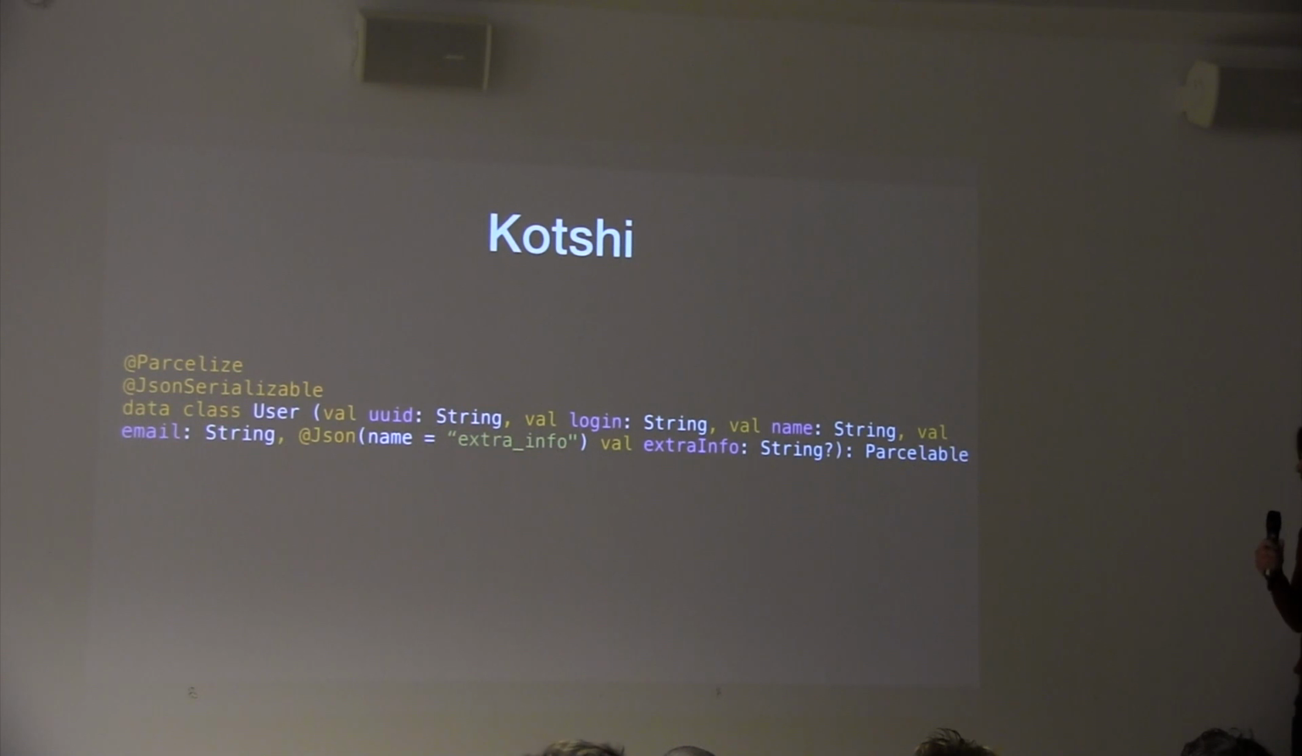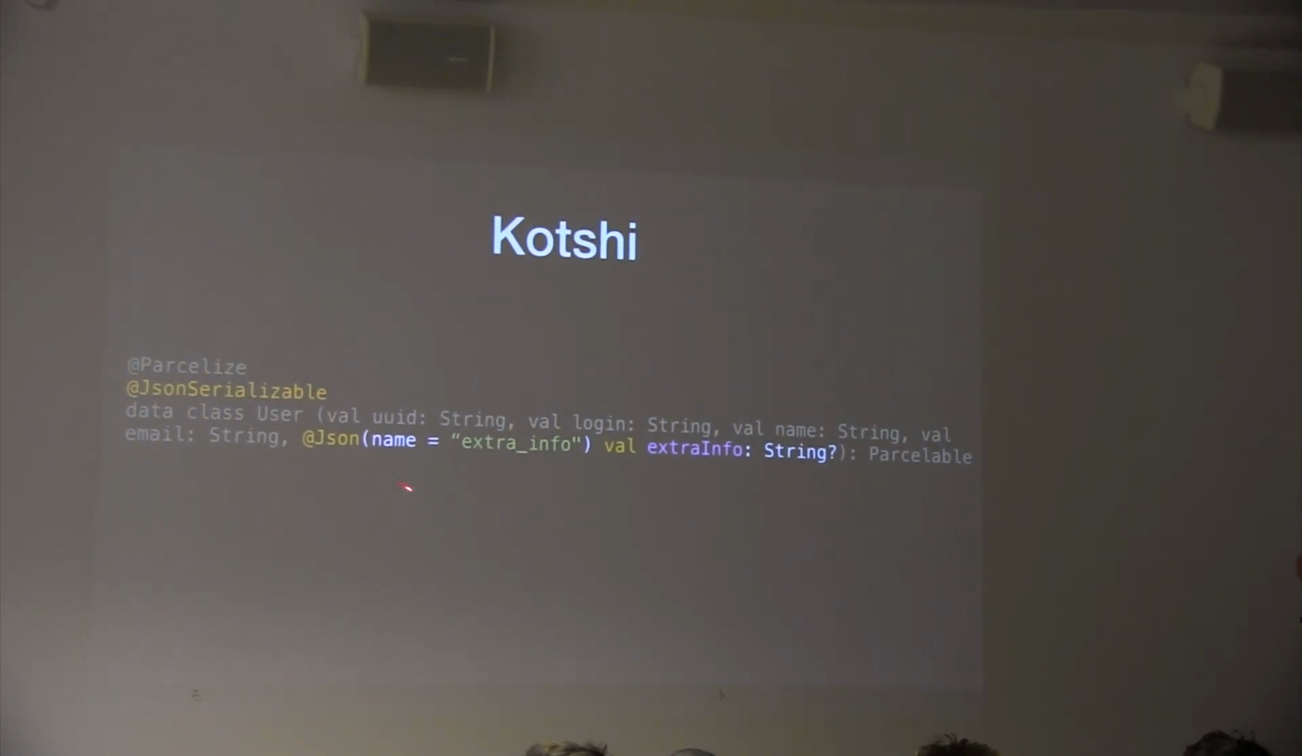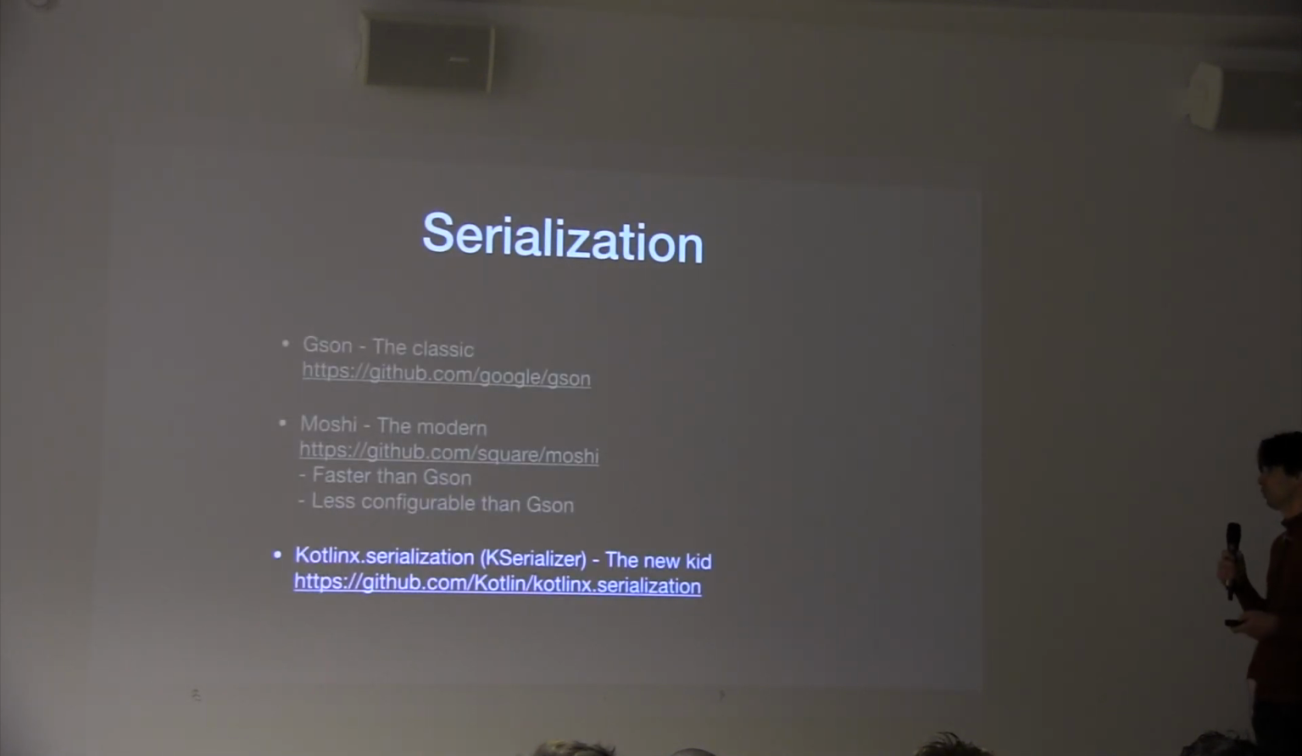Kochi is basically the same. You annotate it with JSON serializable. You have a JSON annotation here to specify your serializable name, and it will generate the adapters for you. There is a more promising solution though. There is a library provided by Kotlin, which is kotlinx.serialization. I'm going to call it kserializer because it's shorter and they don't have another name other than this, which is quite long, and I hope they have a shorter name soon.